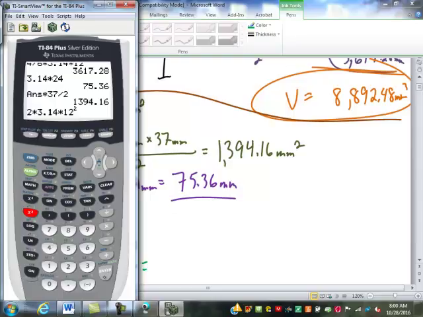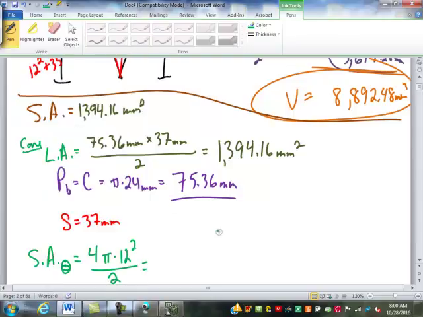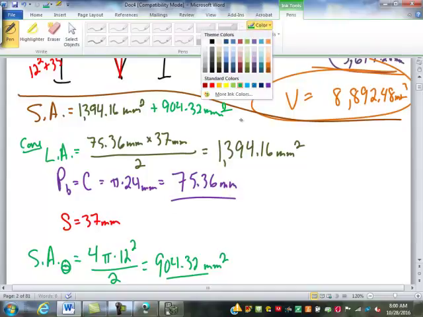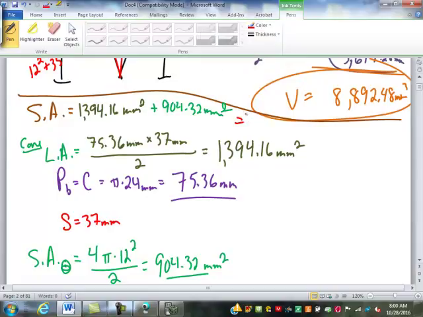There we got her deal. 904.32 millimeters squared. That goes up here. We add those together. We get 2298.48 millimeters squared.